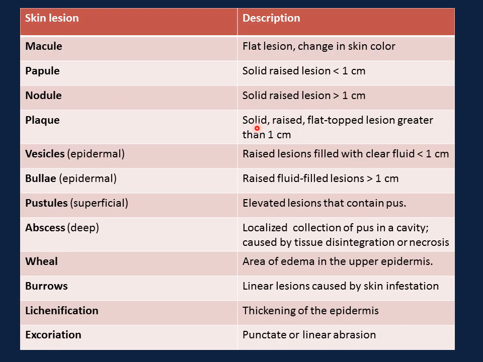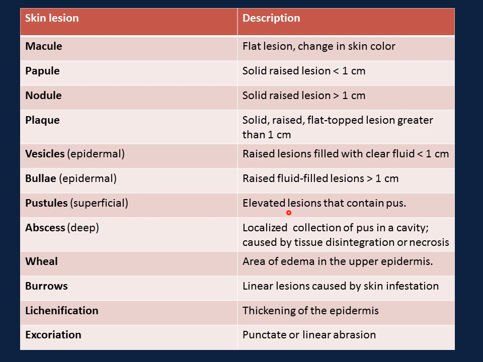Plaque is a solid raised flat topped lesion greater than 1 centimeter. Vesicle is a superficial raised lesion filled with clear fluid less than 1 centimeter, so it's small. Bulla is similar to vesicle but just larger in size, a raised fluid filled lesion more than 1 centimeter, commonly seen in patients with burn.